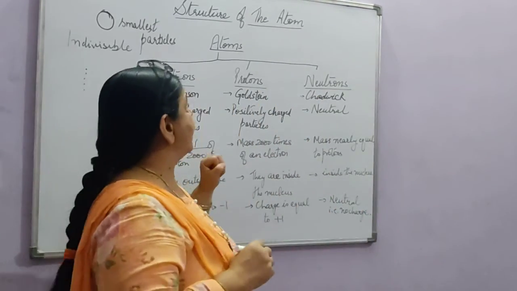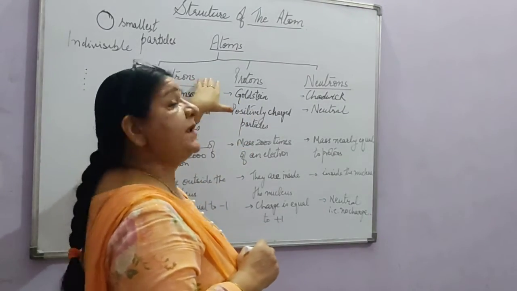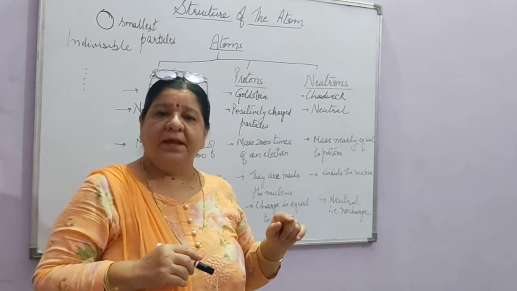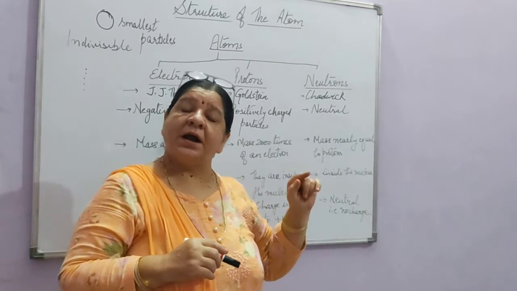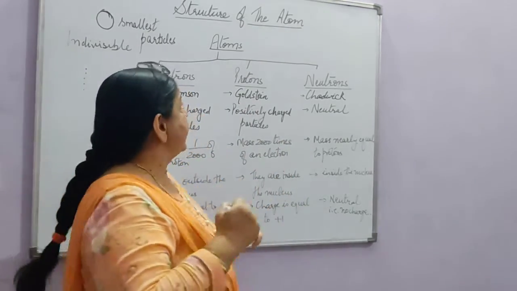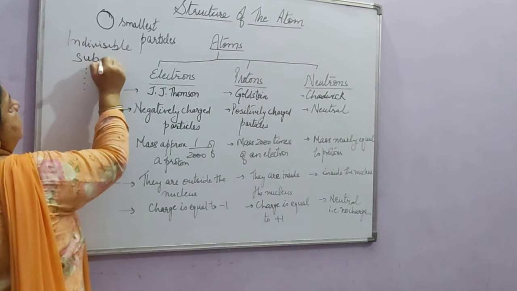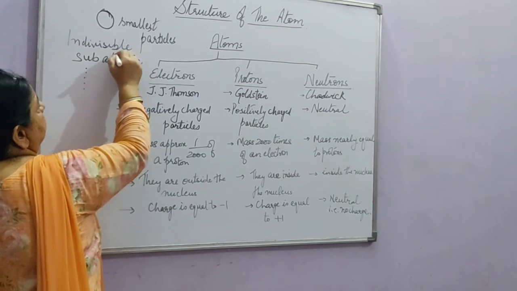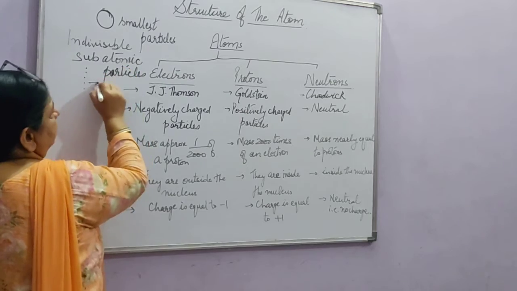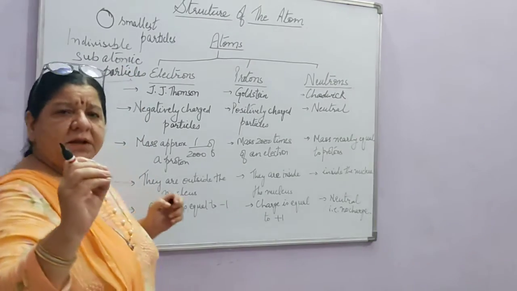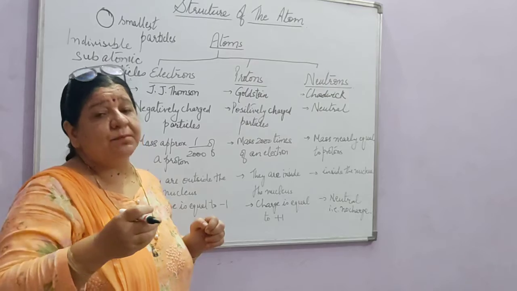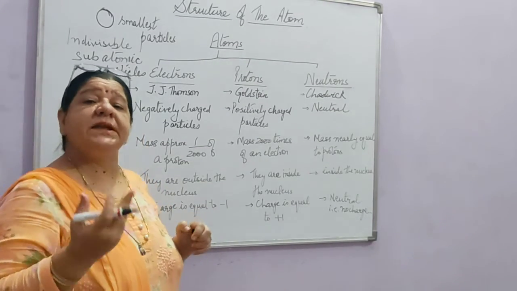J.J. Thomson, first of all, he discovered negatively charged particles. Now these particles which are present inside the atom, they are known as subatomic particles. That is the particles which are present inside the atom. Right? They are known as subatomic particles. Very small particles. Atom is itself a very small particle. So the particles which will be present inside the atom, they will be very small, beyond imagination.